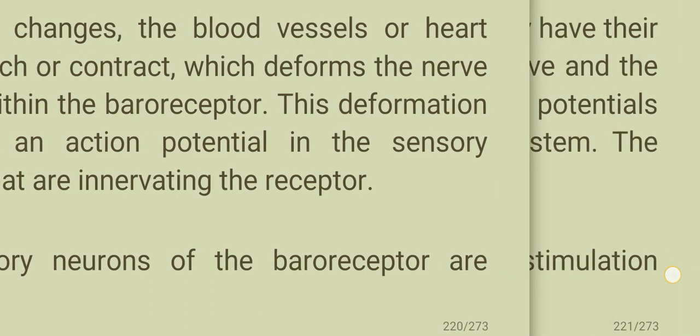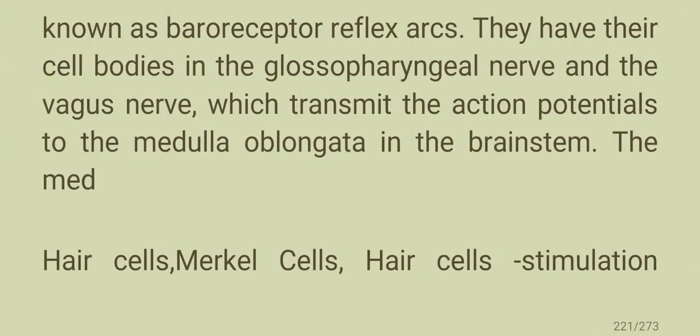The sensory neurons of the baroreceptors are known as baroreceptor reflex arcs, and they have their cell bodies in the glossopharyngeal nerve and the vagus nerve, which transmit the action potentials to the medulla oblongata in the brain stem.